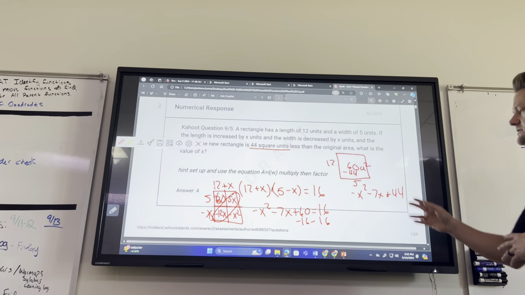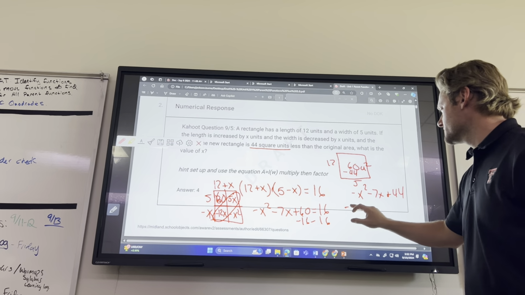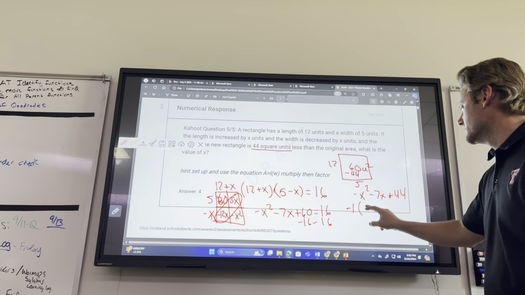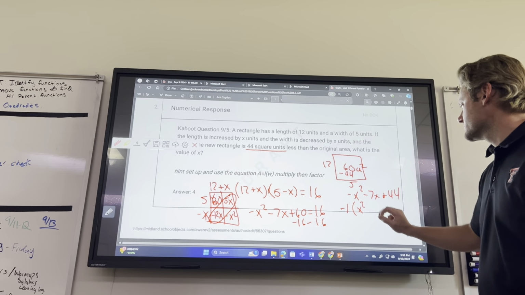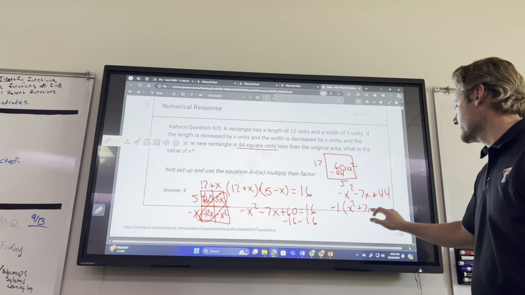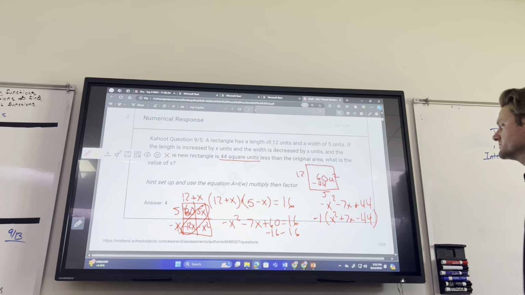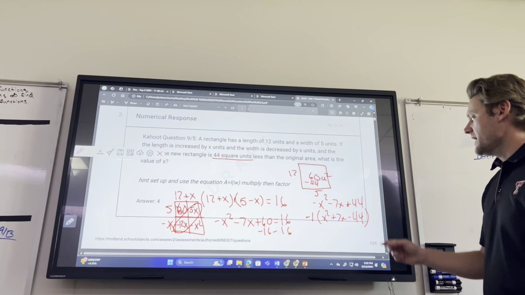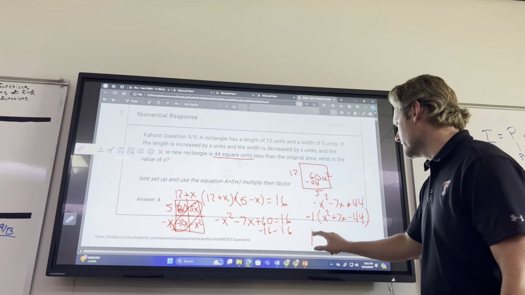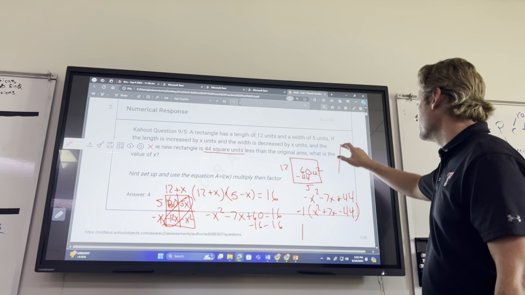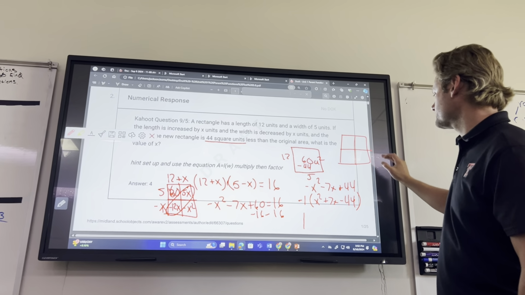Again, I need to factor. I don't like factoring with negatives. I'm going to take the negative 1 out. I'm going to make it x squared plus 7x minus 44. What are my factors of 44 that add up to 7? One of them has to be positive. One of them has to be negative.